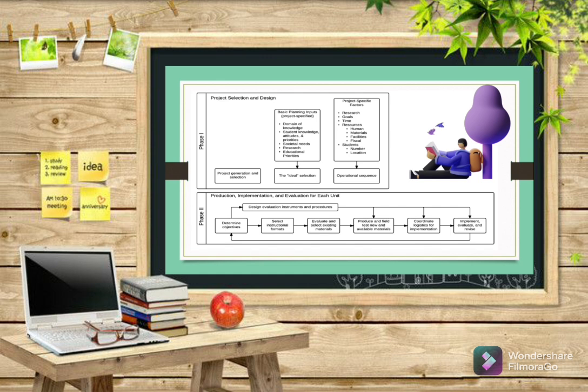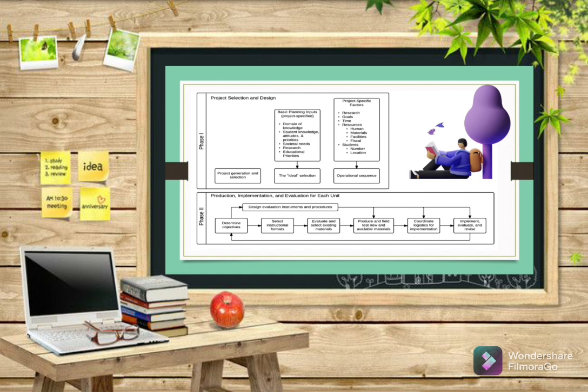So evaluation and revision are only done in phase 2, but this is at the level of instruction or the implemented curriculum. So the model, if applied in the Philippines, will probably be difficult because of the lack of research culture in our education institutions.